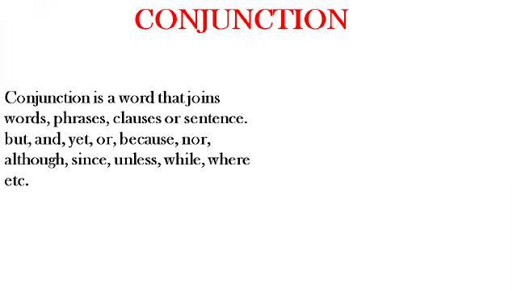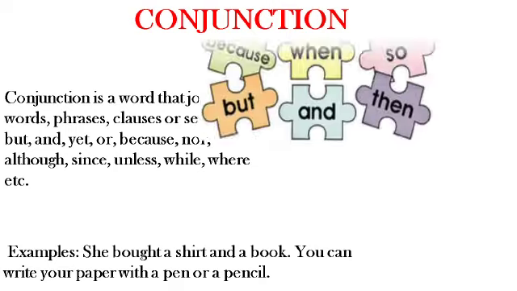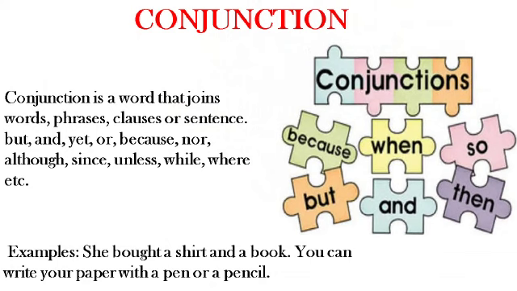Conjunction. Conjunction is a word that joins words, phrases, clauses, or sentences: but, and, yet, or, because, nor, although, since, unless, while, where, etc. Examples: she bought a shirt and a book. You can write your paper with a pen or a pencil. Example of conjunctions: because, when, so, then, and, but.